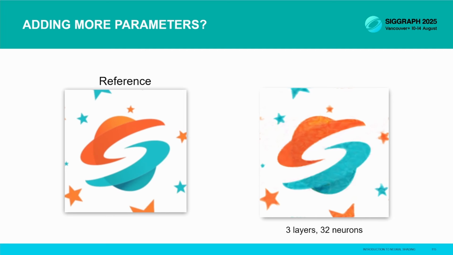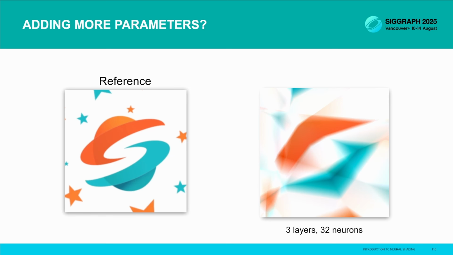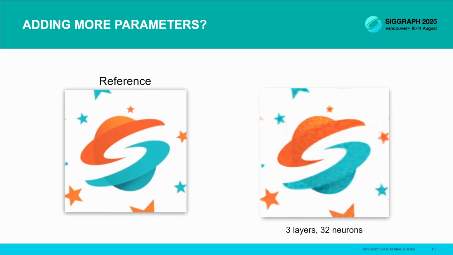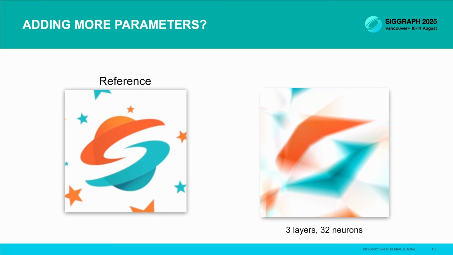In fact, this network just has 3 layers and 32 neurons. And if you compare this with the naive network that we started with, well, with the same number of parameters, you can see there's actually a pretty big quality difference between the two, just by being slightly smarter about what we do inside the network, which activations we use, and what inputs we pass to it.